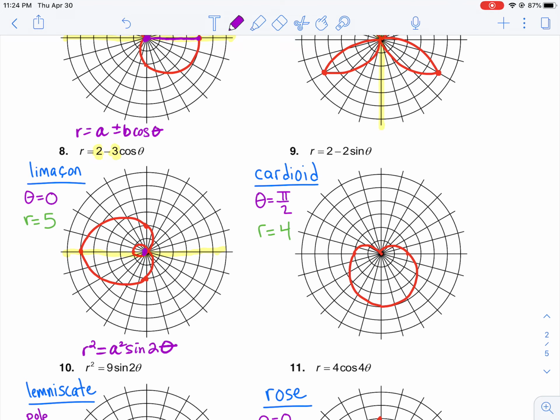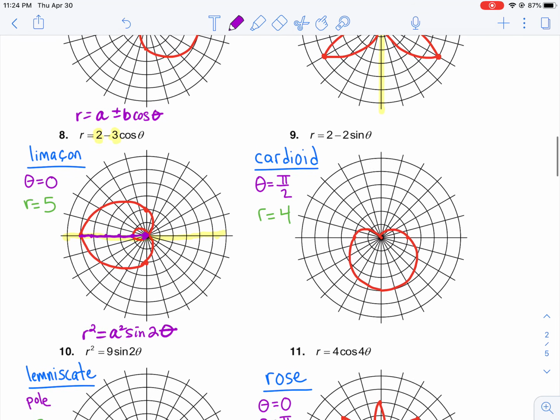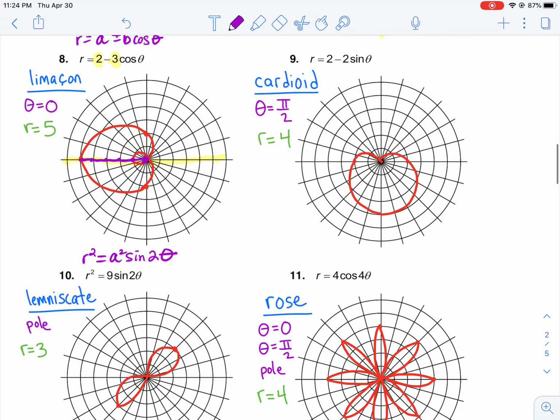So remember, you're going from the pole, the maximum value from the pole is 1, 2, 3, 4. Oh, wait. 1, 2, 3, 4, 5. There we go. So that maximum R value is 5. Number 9 is also a cardioid.